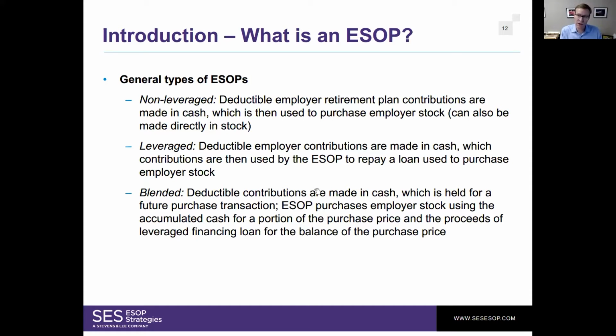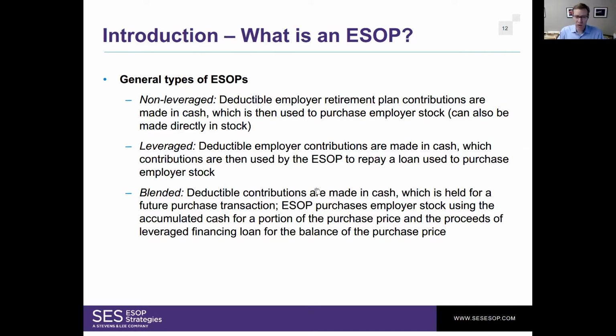Sometimes we'll start with a non-leveraged and move to a leveraged, but by far and away, the biggest type of ESOP transaction is what we call a leveraged ESOP transaction. The way that works is we borrow money from a third party, usually a bank, sometimes the seller, sometimes both, but usually a bank. And then that money is loaned to the ESOP, and the ESOP then pays cash for the stock.